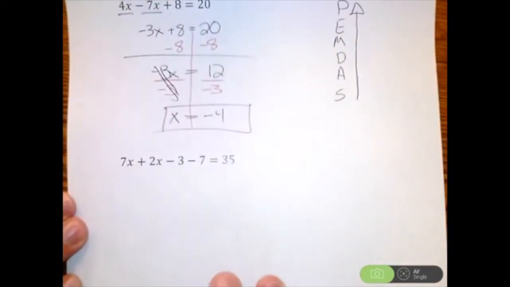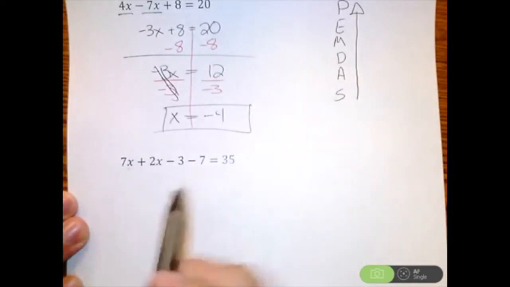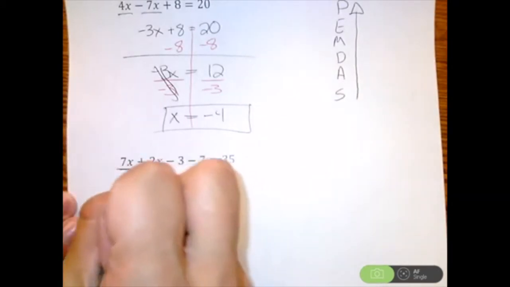Going to hit you with another example here. We have 7x plus 2x minus 3 minus 7 equals 35. Again, let's check and see, is there anything I can do to clean this all up before I start solving? Are there like terms? So I'm looking on the left side. I'm seeing x is showing up twice. So I'm going to condense this down.